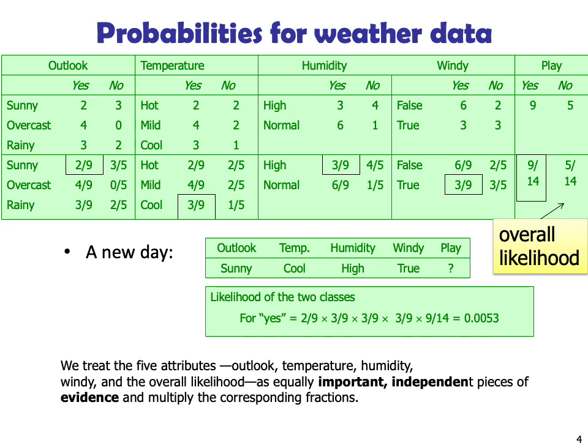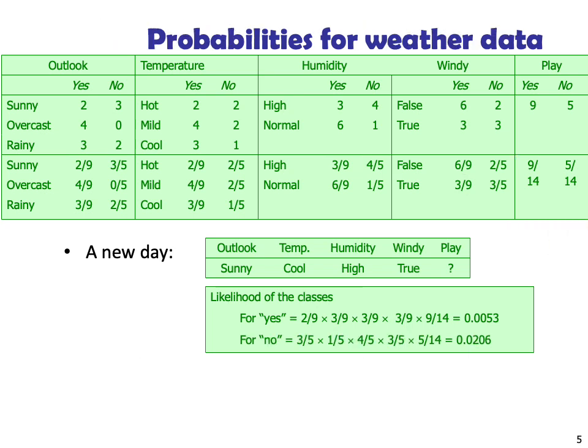Now I haven't decided which class yet. What I have to do is do the same thing for class no and then compare. So let's do the same thing for no. Again, sunny and class no is 3/5. Temperature cool and class no, 1/5. And so on. So you do the same thing, and then you multiply by the overall likelihood of class no, which is 5/14. This will give you 0.0206.